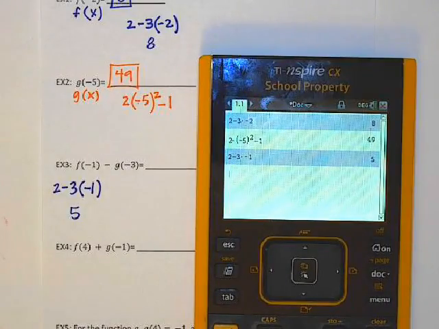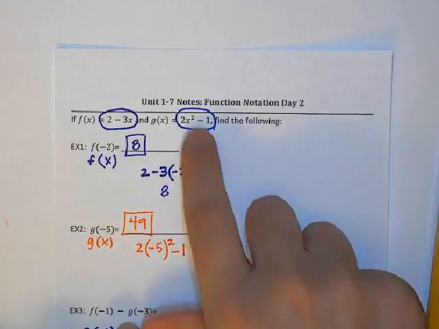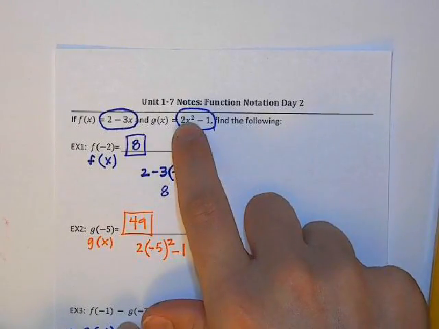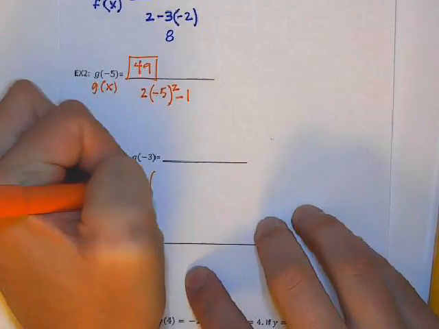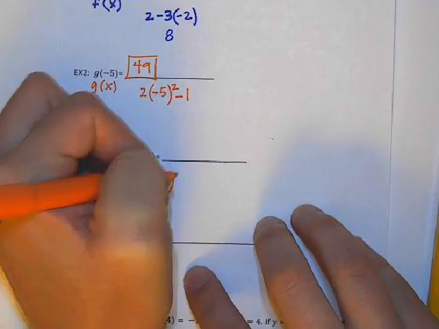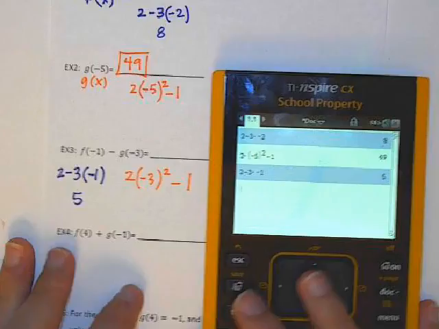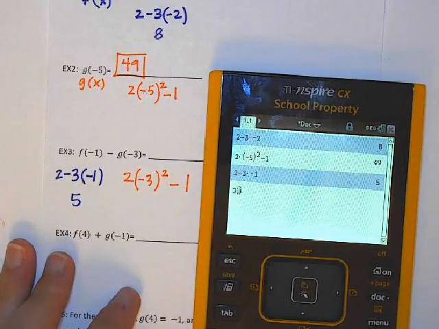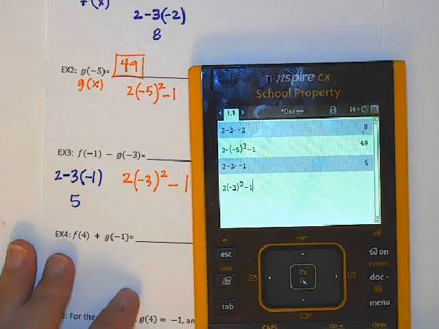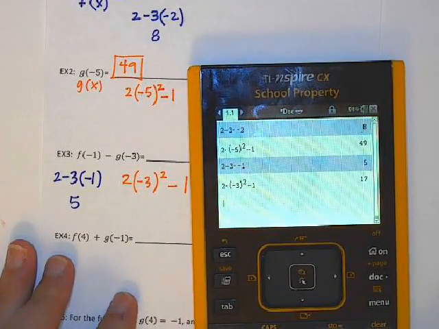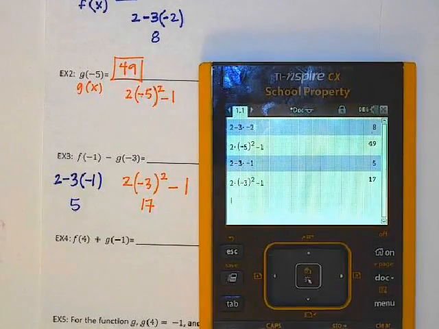Now I got to do the G. So now I'm looking at the G problem, and I'm going to plug in -3 where the x is. So I'm going to write 2, and instead of writing x, I'm going to write -3 squared minus 1. And I got to find that answer. 2 parentheses -3 squared minus 1, and I get 17. Okay, am I done? No.